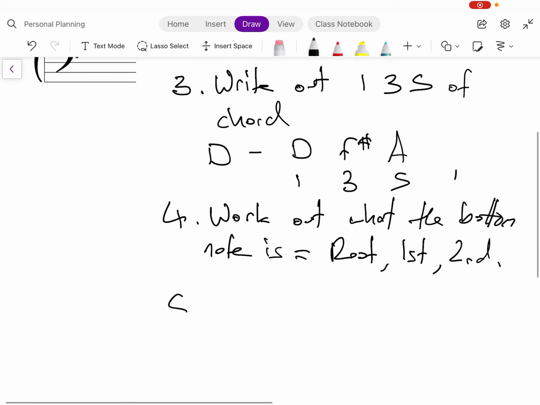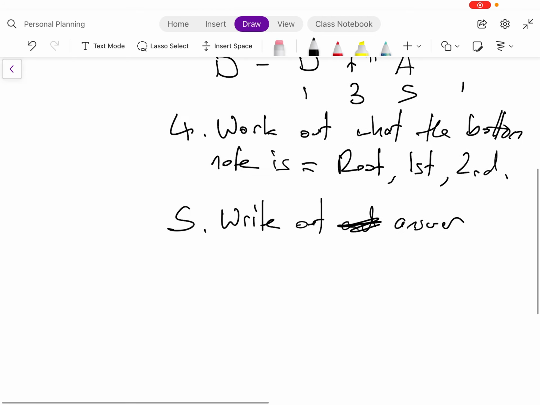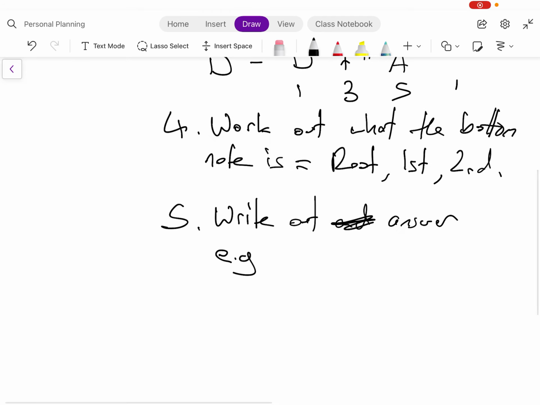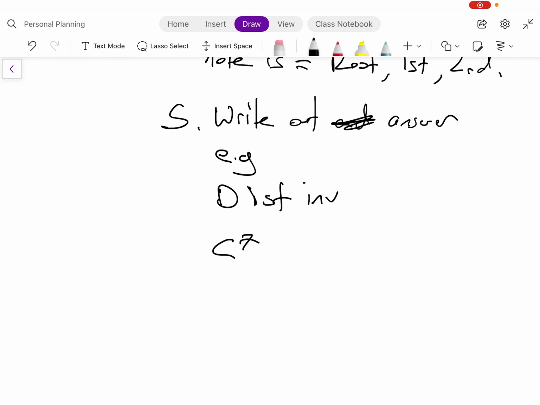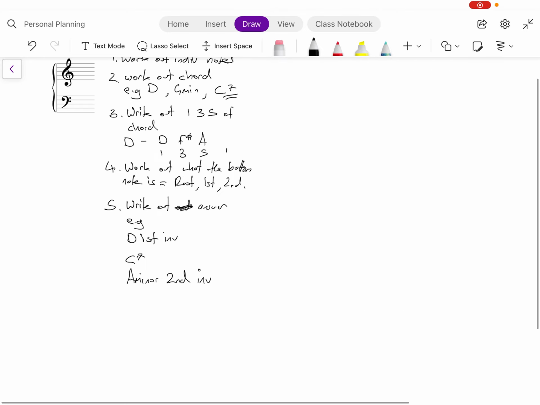And then all you need to do last of all is write out your answer. So for example, if it was a D chord in first inversion, you would just write D, first inversion, like that. If it was a C7 chord in root position, you would just write C7, because remember, if you don't write anything after it, it means it's in root position. Let's say it was an A minor in second inversion, you would do A minor, or you could do A minor like that if you wanted, and second inversion. Okay, so I hope that helps.